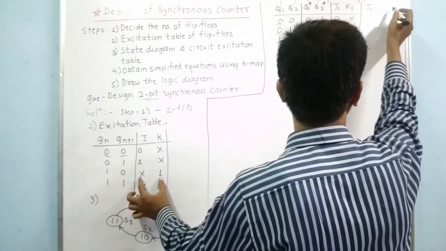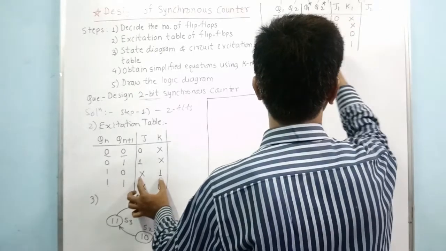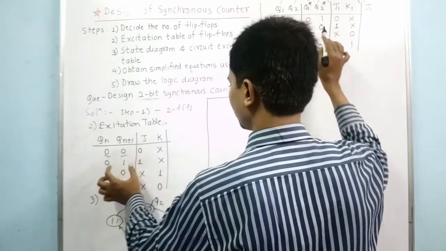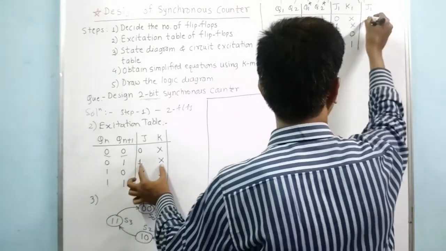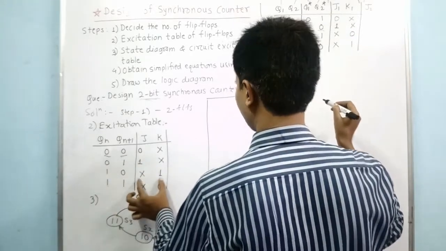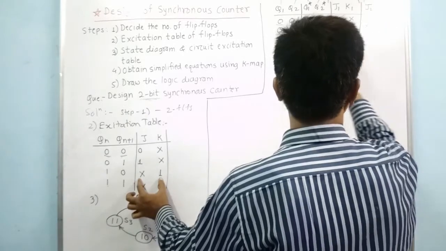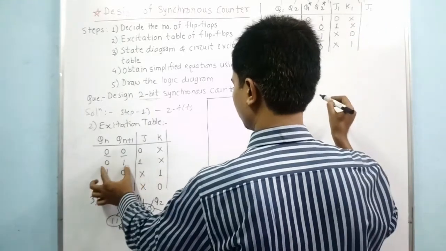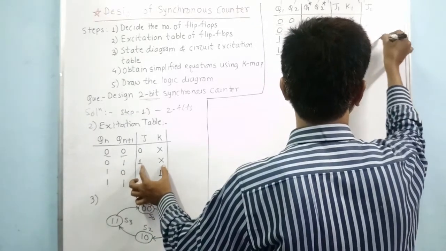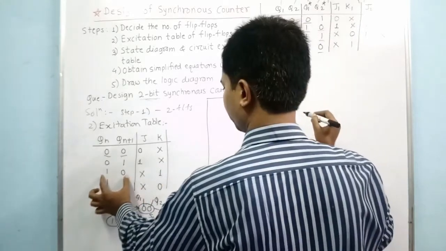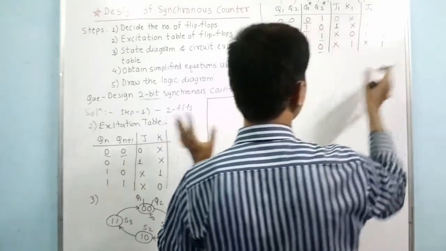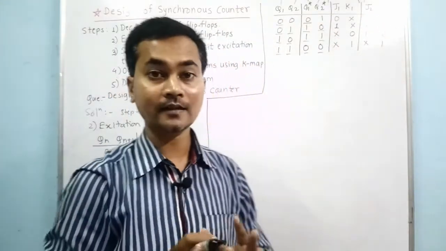Okay, similarly for J2 and K2, we have to consider only Q2 and Q2 star. So Q2 is 0 and 1, so for 0 1, 1 don't care. For 1 0, don't care 1. For 0 1, 1 don't care. And for 1 0, don't care 1. Okay, so this is all about the circuit excitation table.